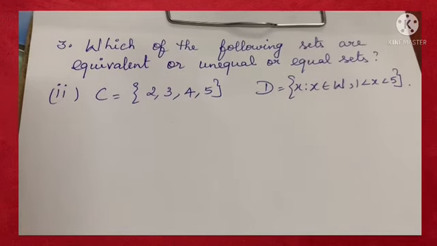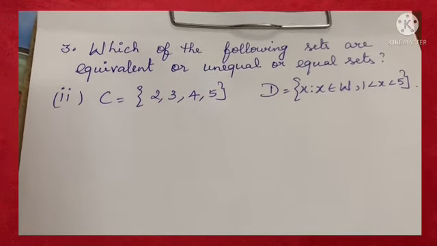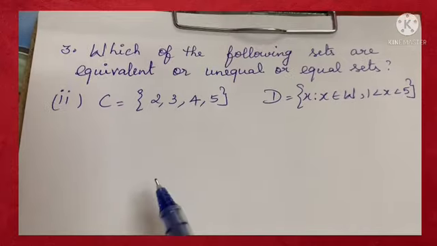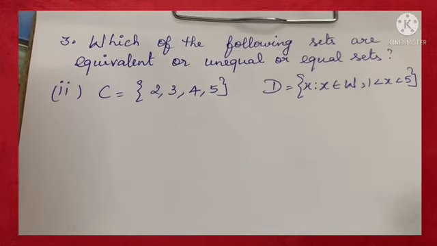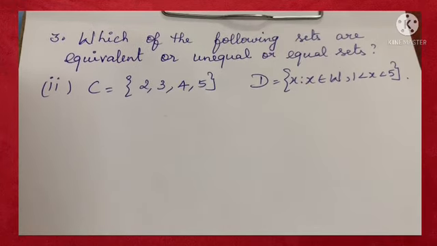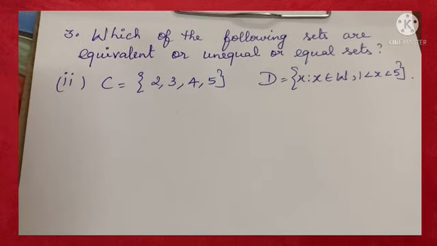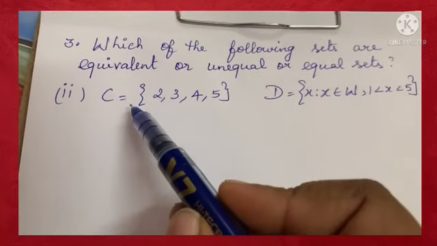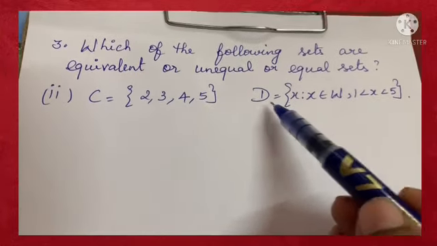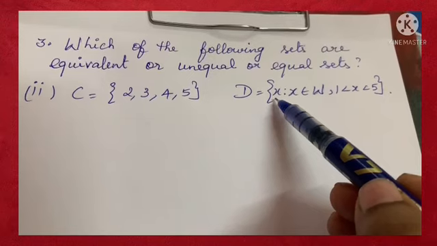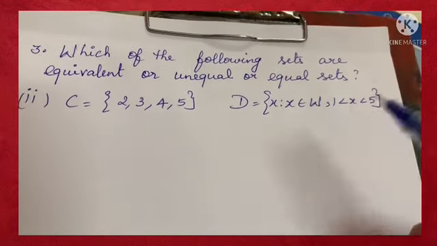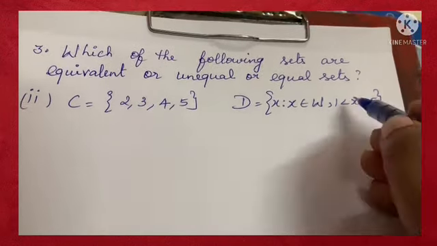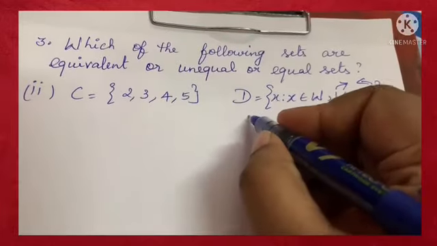Okay, now move on with the third sum. Which of the following sets are equivalent, unequal, equal? So we have to say whether it is going to be equivalent, unequal or equal. Okay, now they have given you C is equal to 2, 3, 4, 5 and D is given as X. My X should belong to W. W means whole number, where X is greater than 1 and less than 5. So what are the values I'll get for D?